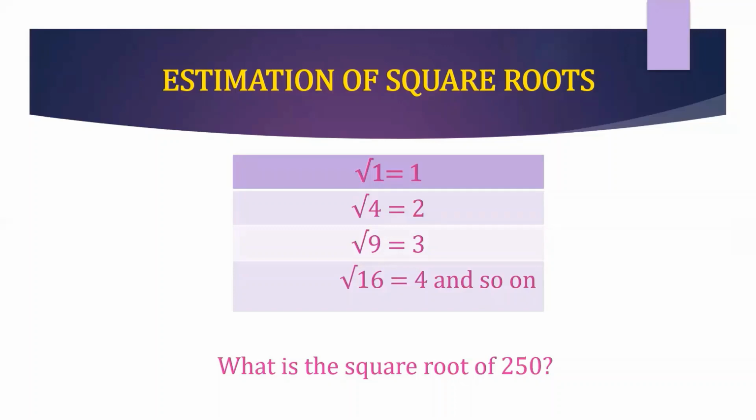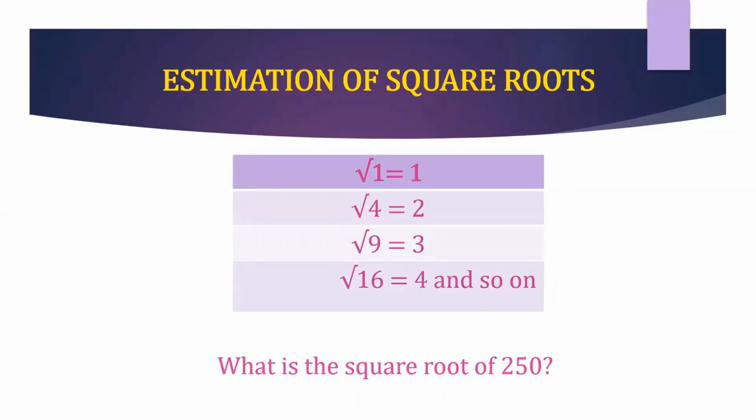We will not find the exact square root, but we can say that the square root of some number, say this 250, will be nearby this number. We will not find the exact number, but we can estimate it. So let's see how to do that.